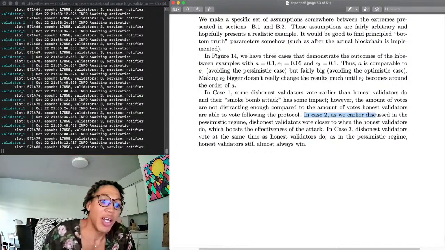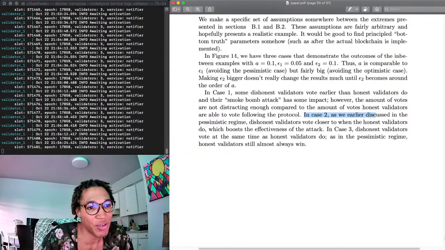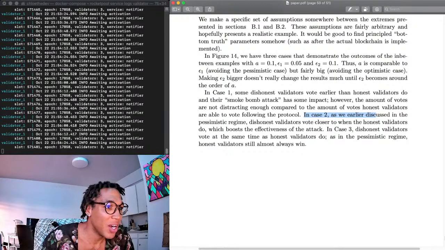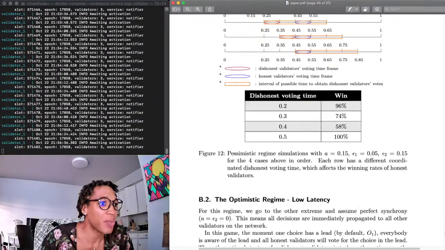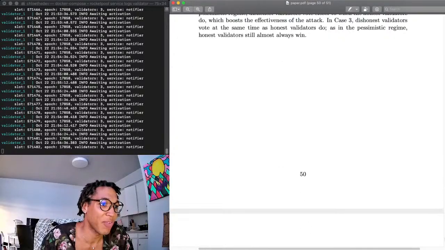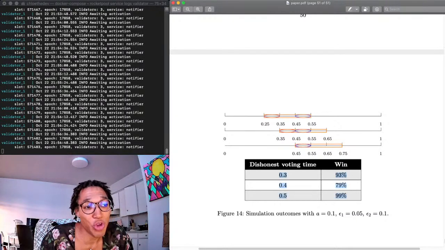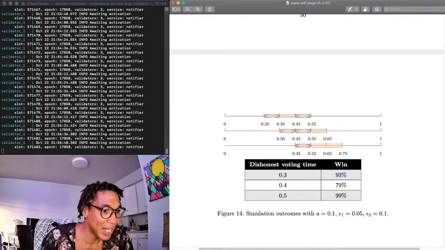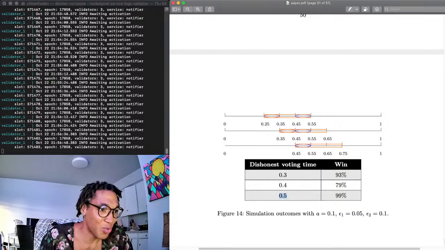So as is shown, if dishonest validators vote too early, then honest validators have to, is right here. It has some impact, but they're not distracting enough because, from what I understand, up here. Wait, is there an actual diagram of this? I don't think there is. Oh, there is. Sorry. Either way, as you can see, with normal latency, the chance of winning is quite high. Not that you'd ever even want the chance of losing. Losing at all.